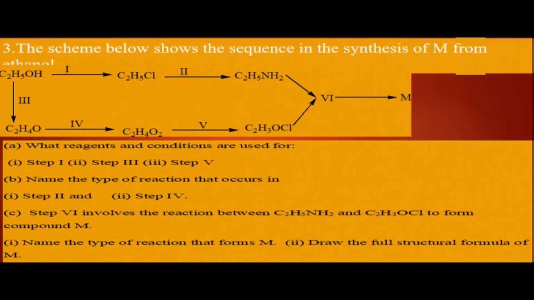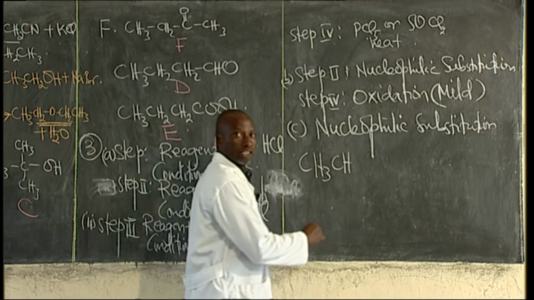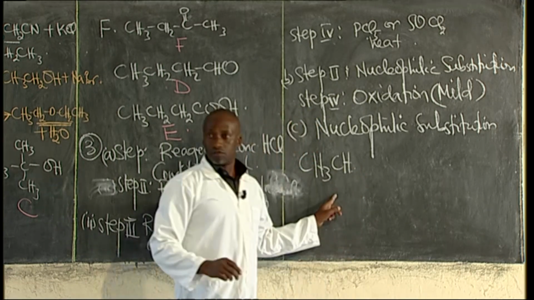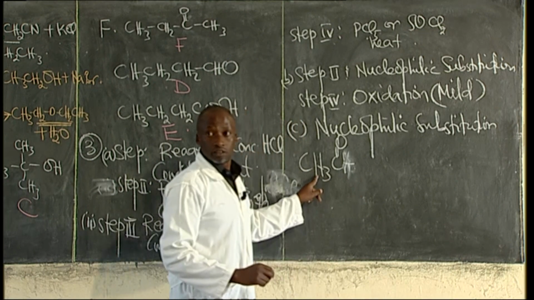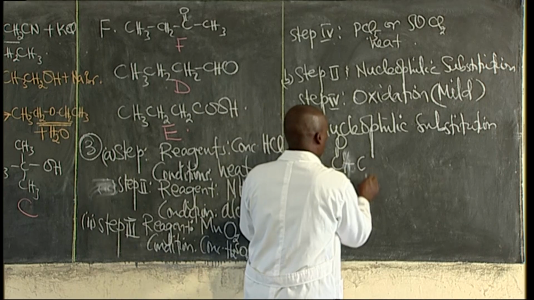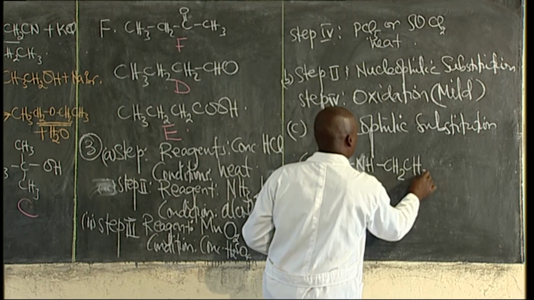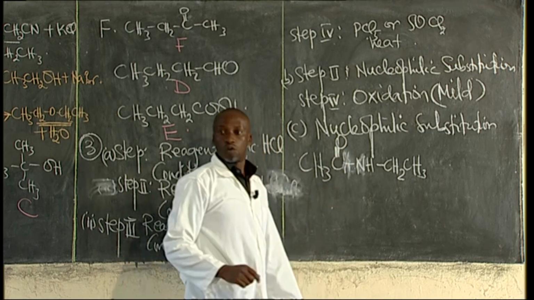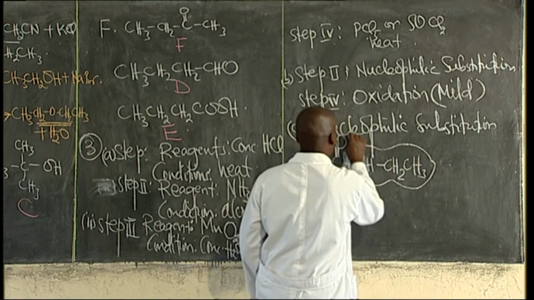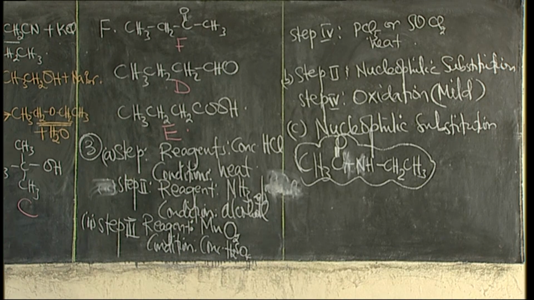Draw the full structure of M. So you have CH3CH, this has to be an amide, CH3CH, then you have NH, then CH2CH3. So this is the full structure of compound M. This is compound M, formed through nucleophilic substitution. That is a secondary amide.